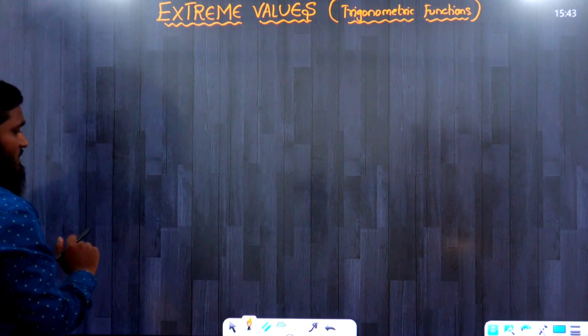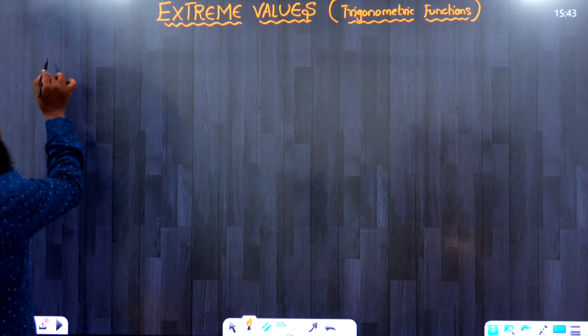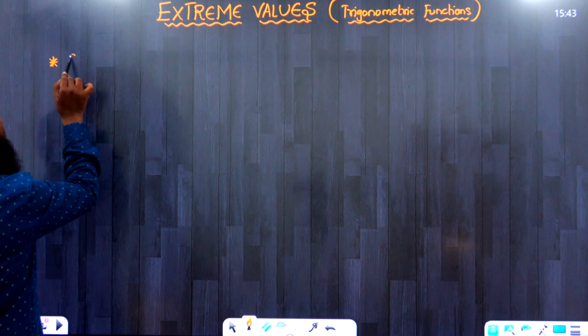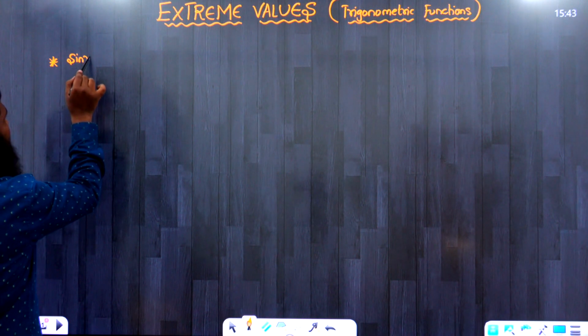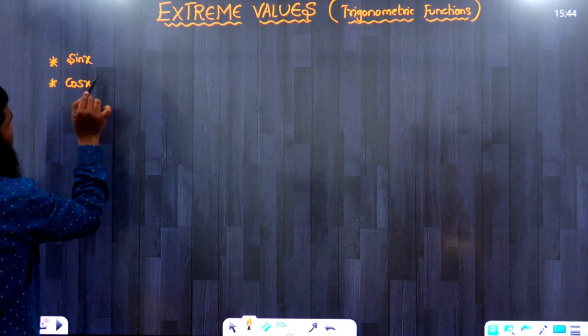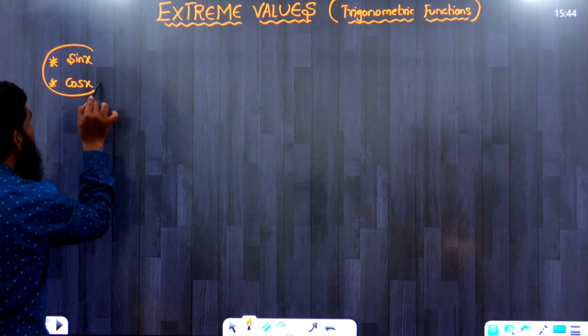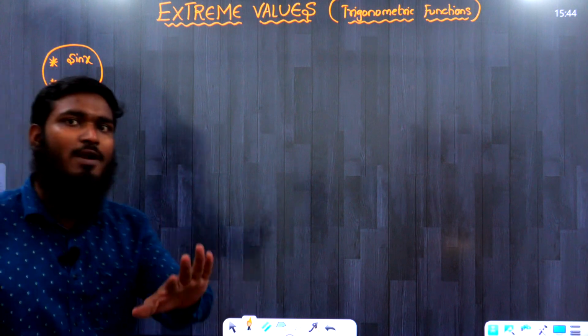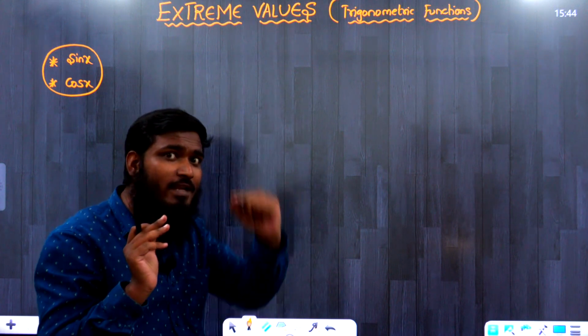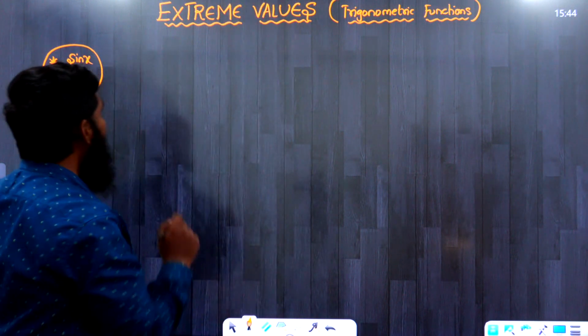Before starting the questions, let us discuss some concepts. The main important functions are sine and cos. These two are most important, the sine function and the cos function. For these, we have to directly remember what the minimum value is and what the maximum value is. Let us see this part.